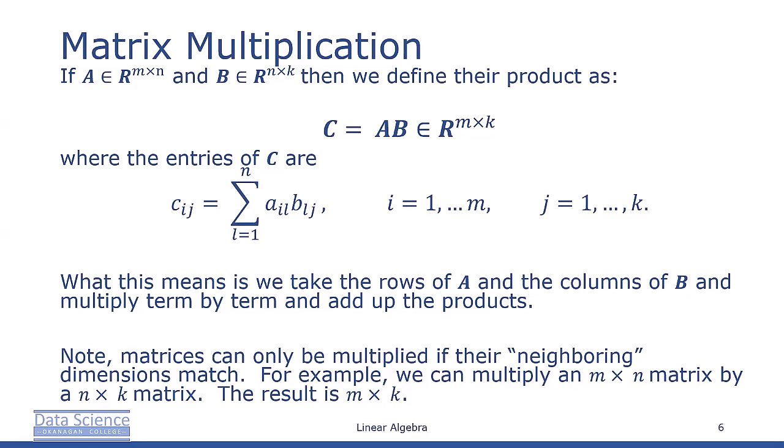Note, matrices can only be multiplied if their neighboring dimensions match. So for example, we can multiply a matrix that's m by n by a matrix that's n by k because the neighboring n's match. The result is a matrix that's m by k.